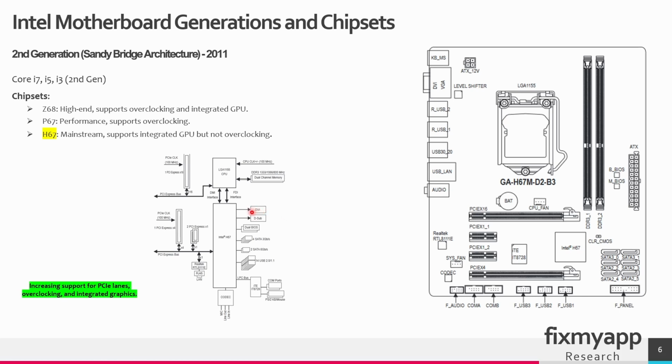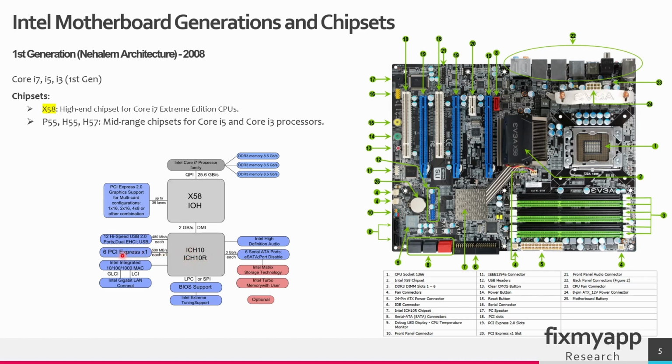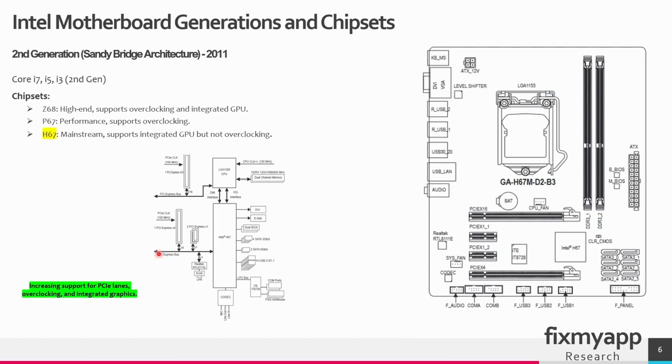If you compare the second generation Intel motherboards with the first generation Intel motherboards, the second generation has more support for more PCIe lanes, overclocking, and it supports integrated graphics for the CPU. So let's say we have one PCIe Express slot of 4 data lanes and 2 with 1 data lane. If you compare it with the first generation, we can see that the first generation chipset supports 6 PCIe Express slots, but only with 1 data lane. In the second generation, we have 2 PCIe Express that support 1 data lane and 1 with 4 data lanes. So that is an increasing support for the PCIe lanes.